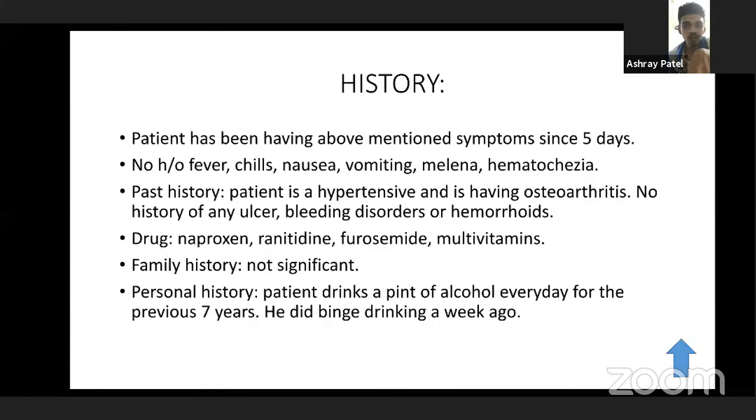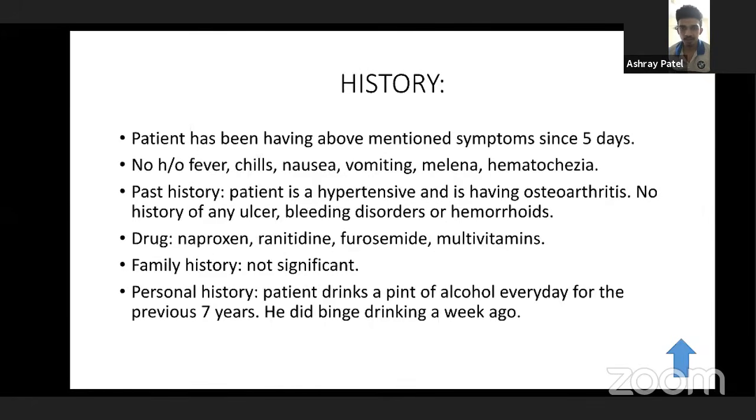Next, why do you think we have asked all this negative history? Like fever and chills, for infective causes. What are the infective causes you can think of that can cause anemia? Hemolytic anemia, which can happen secondary to any infection. Very common in India, malaria. Okay, fine. Then melena, hematochezia, why do we look for that in the elderly?